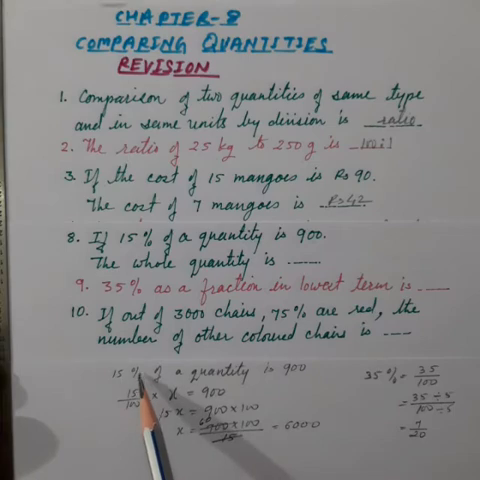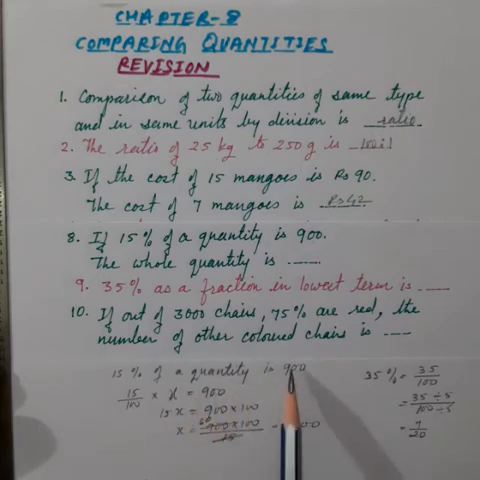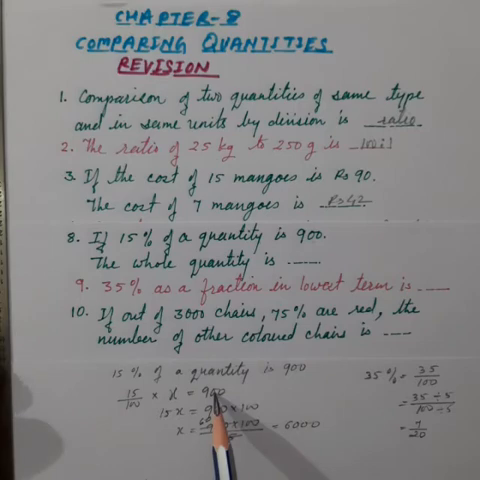For percent, 15, write 100 in the denominator. Of means into. For the unknown quantity, let it be x. Is means equal to, it is equal to 900. Now we have to solve this equation and find out the value of x.